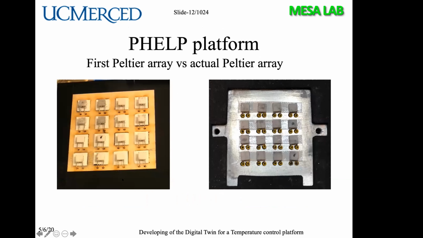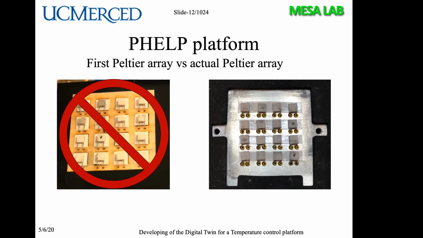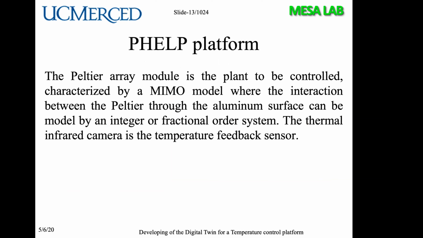In the left side, our first try, but it doesn't work because the airflow of the fan create perturbation in the temperature in the camera. So we have to eliminate this prototype, and we create another one where we put all the Peltier over the heatsink to, in the same way, dissipate the heat that the Peltier create in the other side when we are cooling this side. Then, as I say, aluminum surface can be modeled by integer or fractional order system, depending of the dynamic between the input and the output in the system.